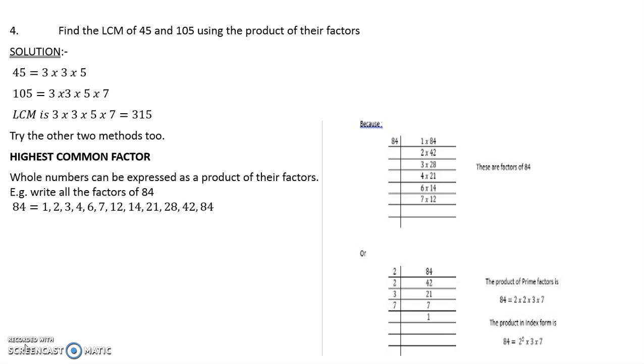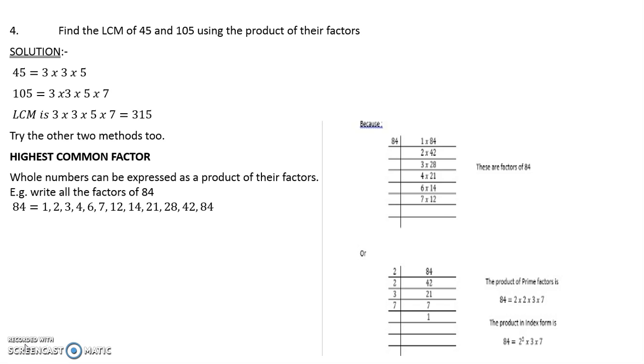Now look at question 4. We have to find the LCM of 45 and 105. We have to use the product of their factors. The product of 45 is 3 times 3 times 5. That's 3 times 3 is 9, 9 times 5 is 45, while the product of 105 is 3 times 3 times 5 times 7.